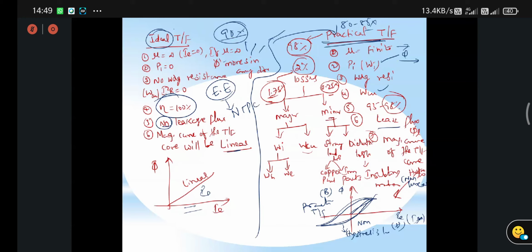So have you understood all these concepts here? The comparison between the ideal transformer and practical transformer, dear students.